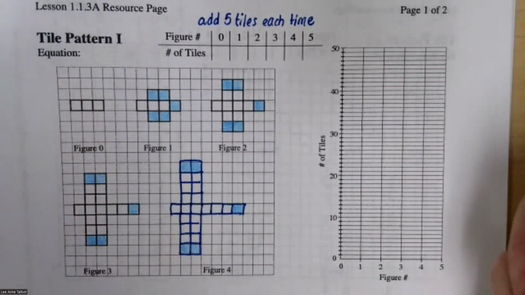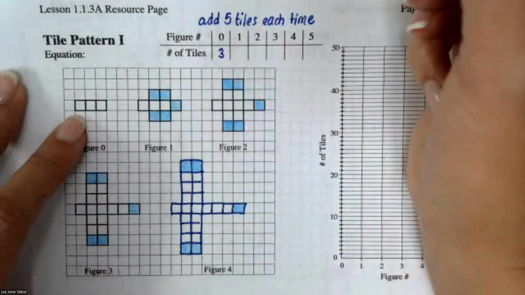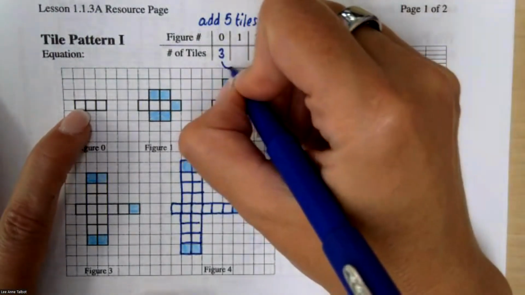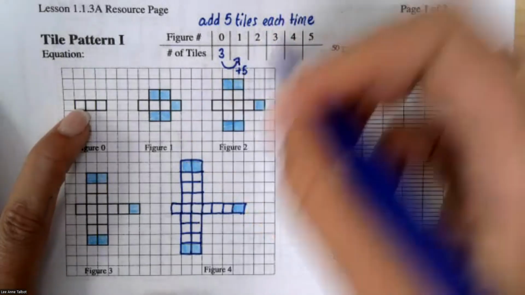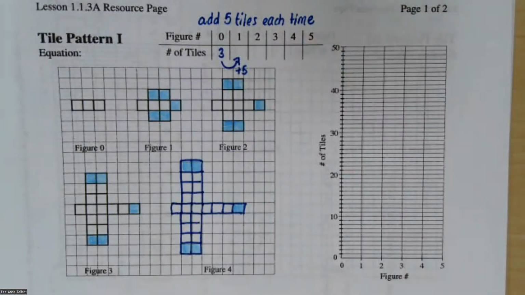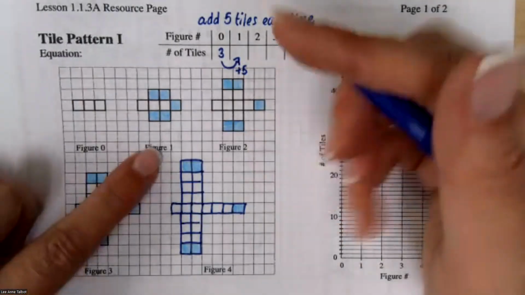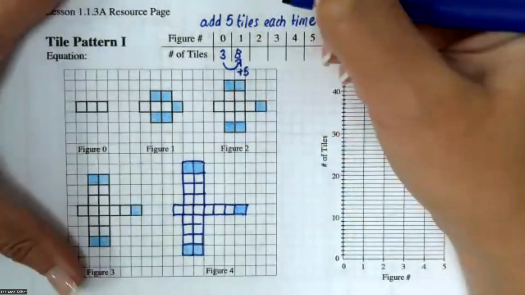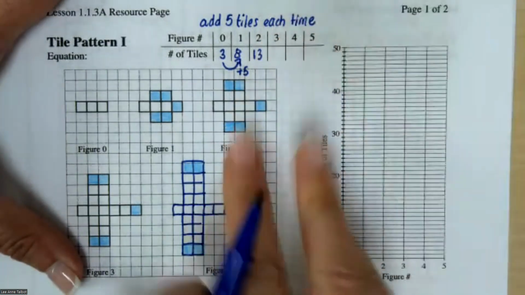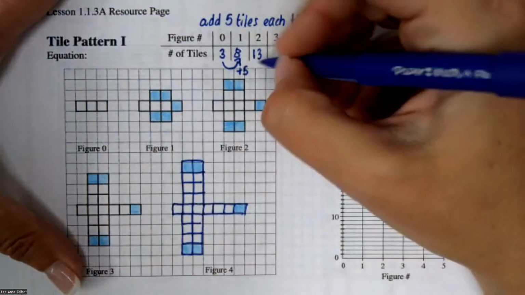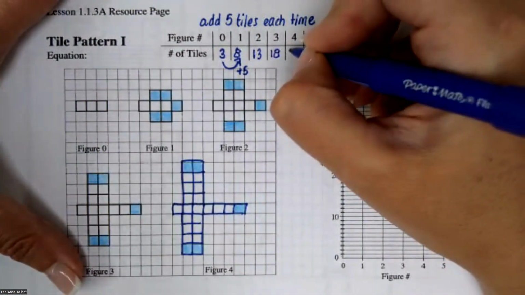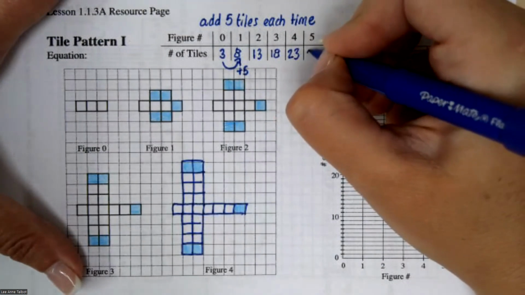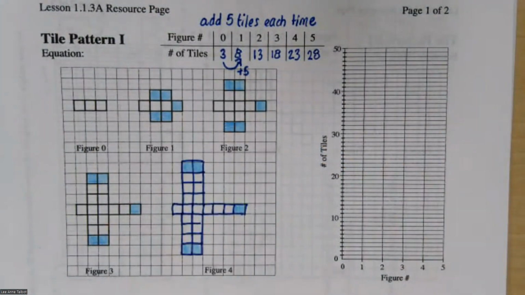Okay, so we're going to represent this in a table. Figure 0 has 3 tiles. And then every time I go up a figure number, I'm going to add 5 tiles. So 3 plus 5 is 8, plus 5 is 13. And you could sit and count them if you want to, but I'd rather not. Plus 5 is 18. Plus 5 is 23. Plus 5 is 28. Any questions about my table?